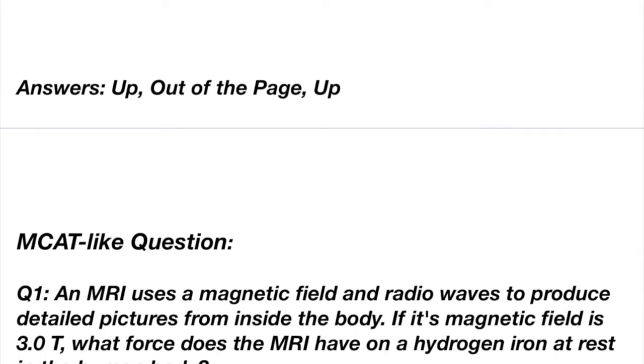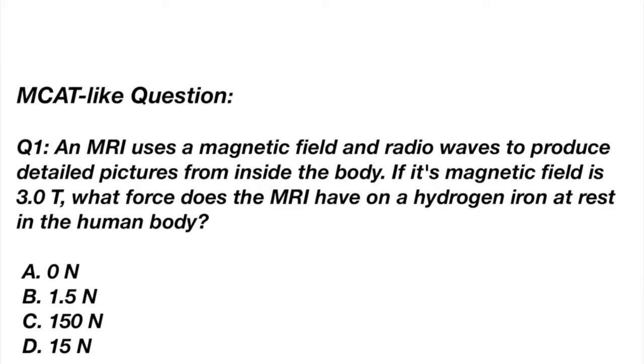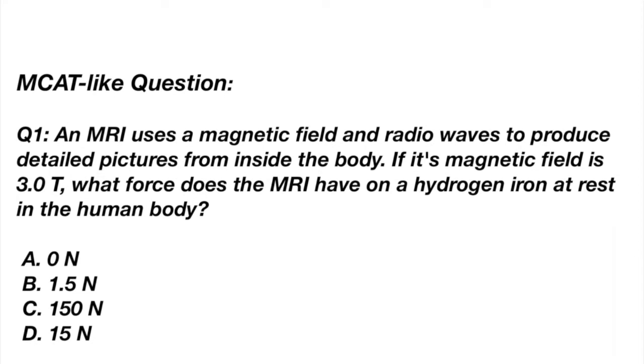Now we're going to cover an MCAT-like question. The question says, an MRI uses a magnetic field and radio waves to produce detailed pictures from inside the body. If its magnetic field is 3.0 T, what force does the MRI have on a hydrogen ion at rest in the human body? Go ahead if you'd like to pause the video and try to solve this.